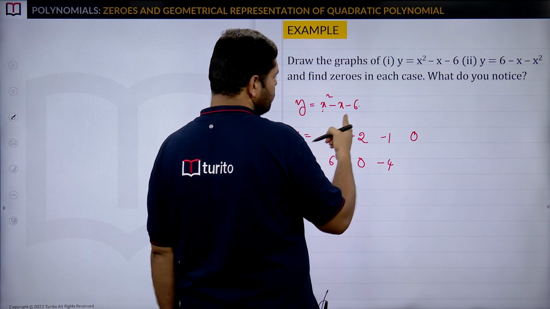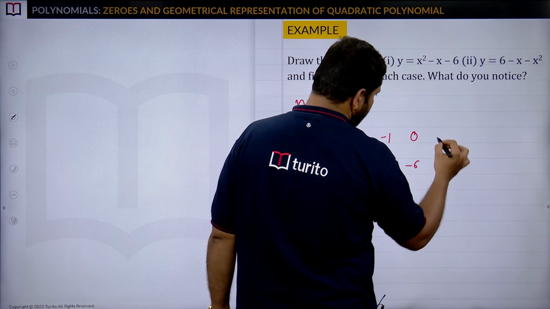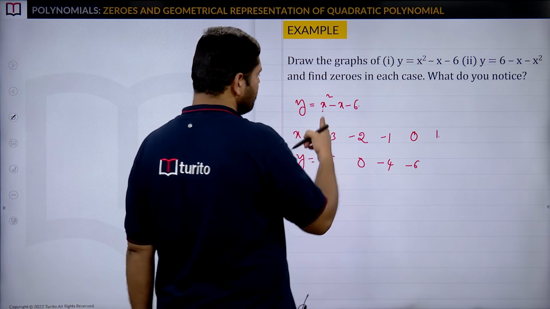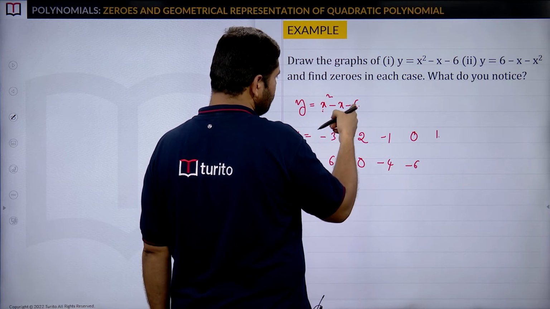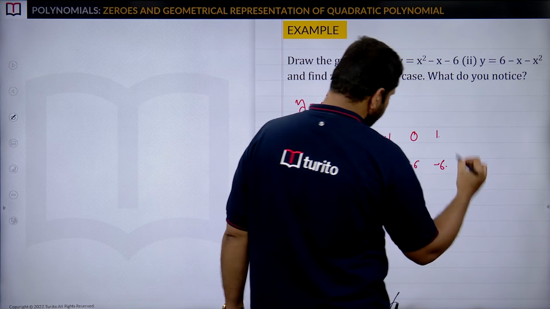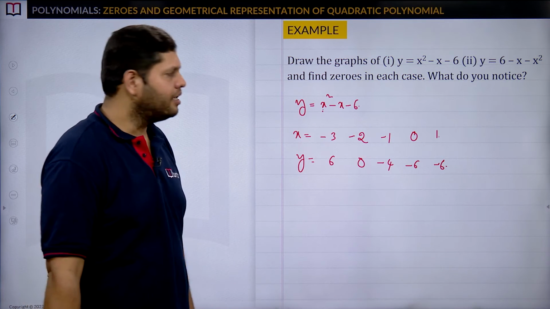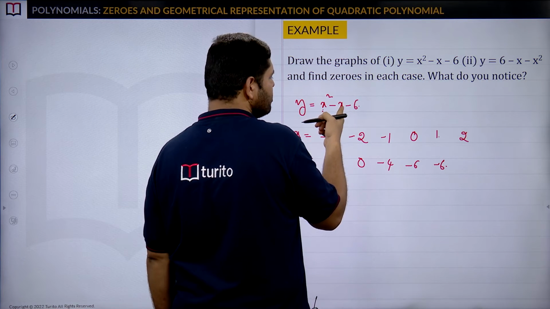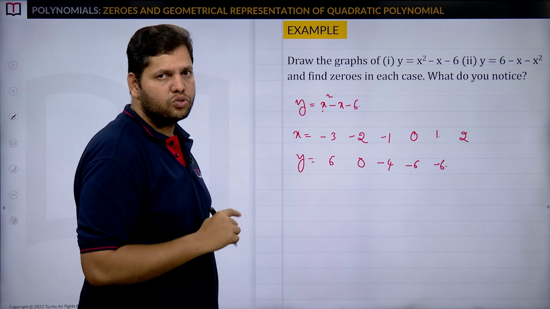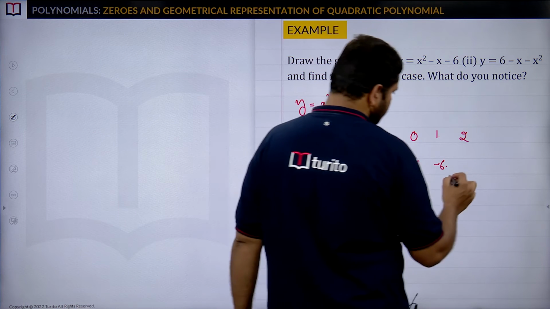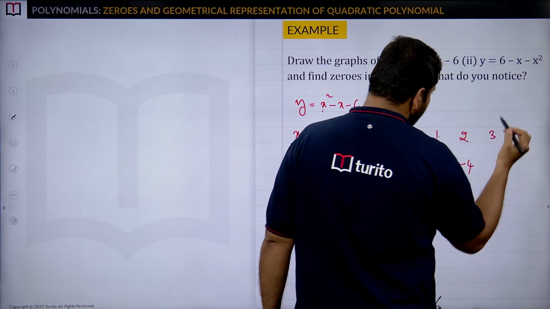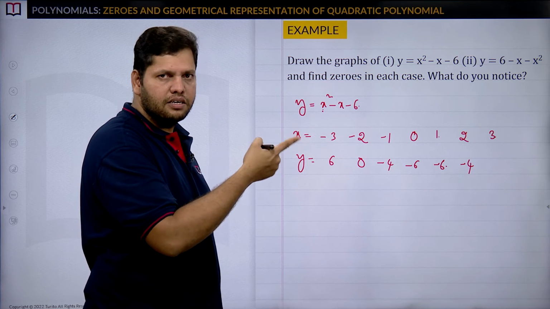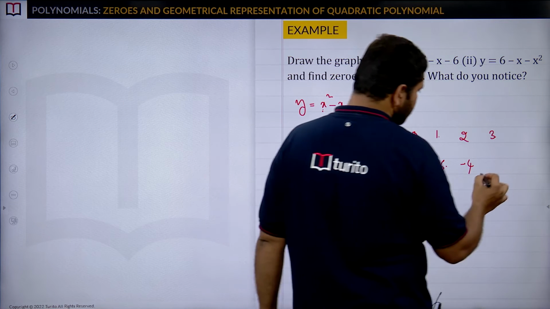Now I will take x is 0. 0 minus 6 is minus 6. Then I will take x is 1. 1 minus 1 is 0, and 0 minus 6 is minus 6. Now I will take x is 2. 2 squared is 4, and 4 minus 2 is 2, and 2 minus 6 is minus 4. Then I will take x is equal to 3. 3 squared is 9, so 9 minus 3 is 6, and 6 minus 6 is 0.